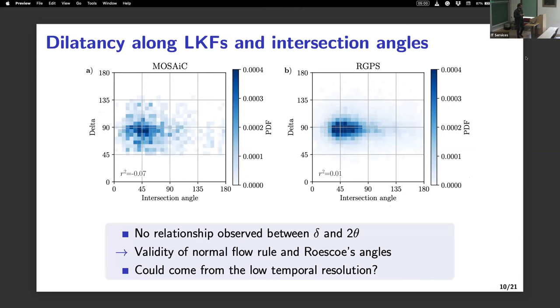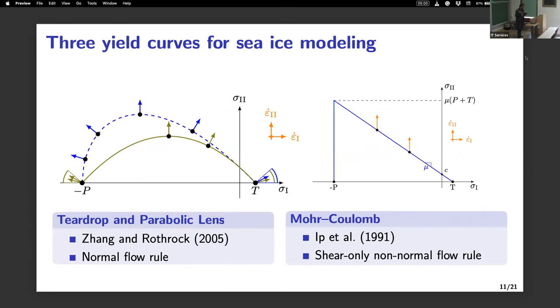One surprising thing that I want to talk about is that when we have all this LKF data set with the angles, we can also look at what's happening with the dilatancy, this angle delta. We can see that we have really no relationship between the intersection angle and the delta, which questions if the normal flow rule or the Roscoe angle are valid for our model. I think that's a really remaining question. And I'm wondering if we're just not observing the good dilatancy angle because we have low temporal resolution, or if it's just not there, and that questions the validity of this assumption. Now, let's move on to yield curves and the viscous-plastic models.